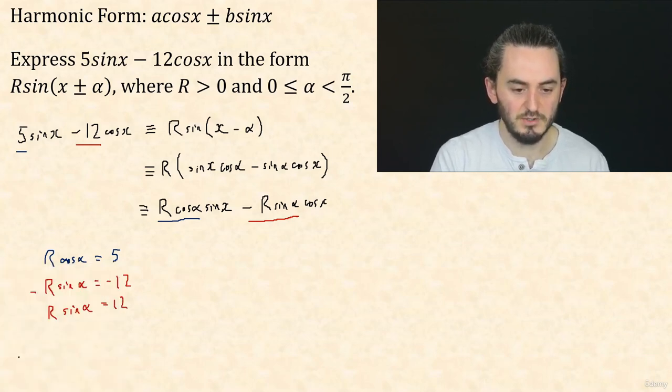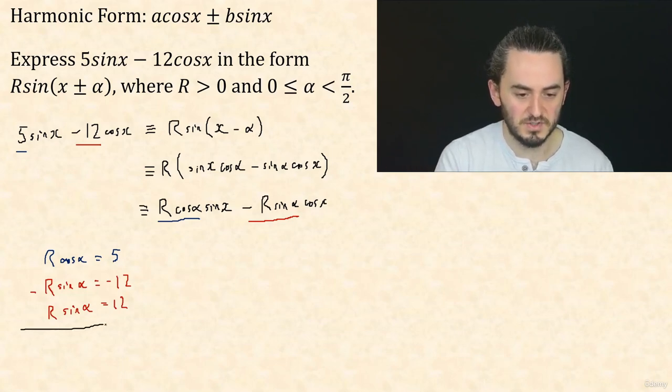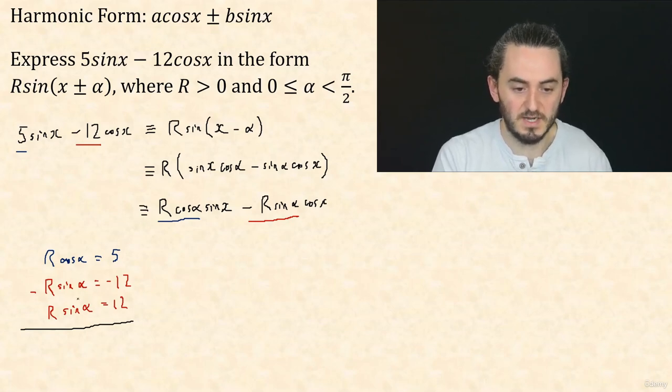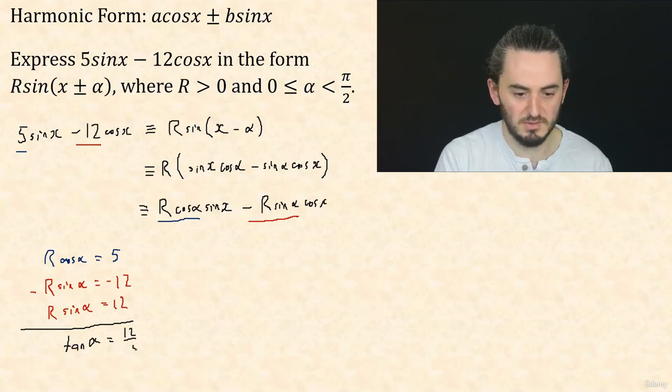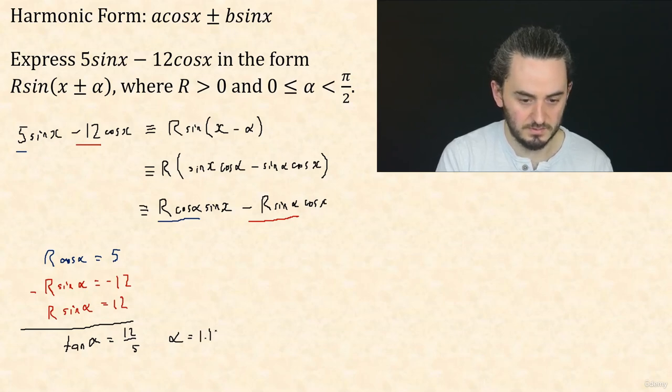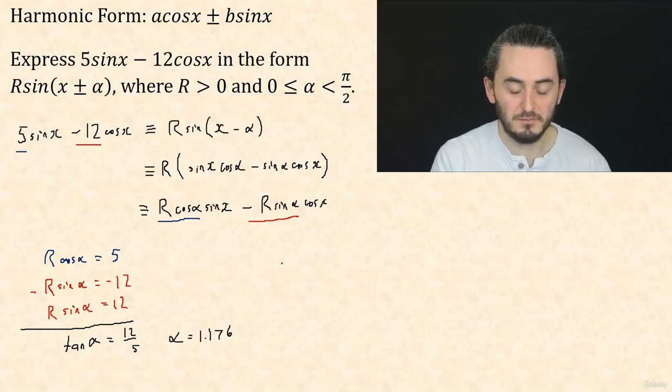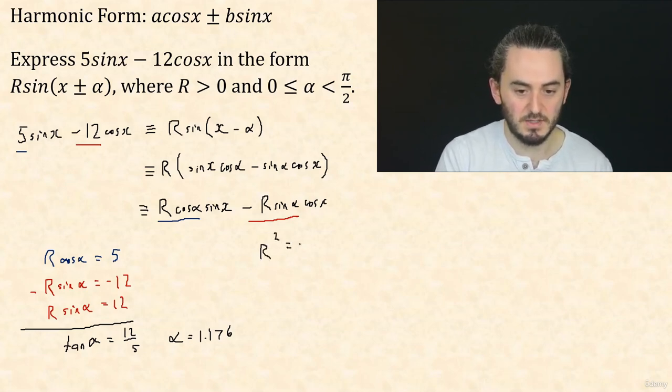So here are our simultaneous equations. Remember, it's division to find alpha and Pythagoras to find r. So the division I want to do is this line divided by this. So I get sine alpha over cos alpha, and the r's cancel. Sine alpha over cos alpha is tan alpha, and 12 over 5 is 12 over 5. So calculator's out, and make sure your calculator is set to radians, and we get alpha is 1.176. And for the r value, you can just use Pythagoras. So I'm just going to get that r squared is 5 squared plus 12 squared. When you work it out, you get r is 13.